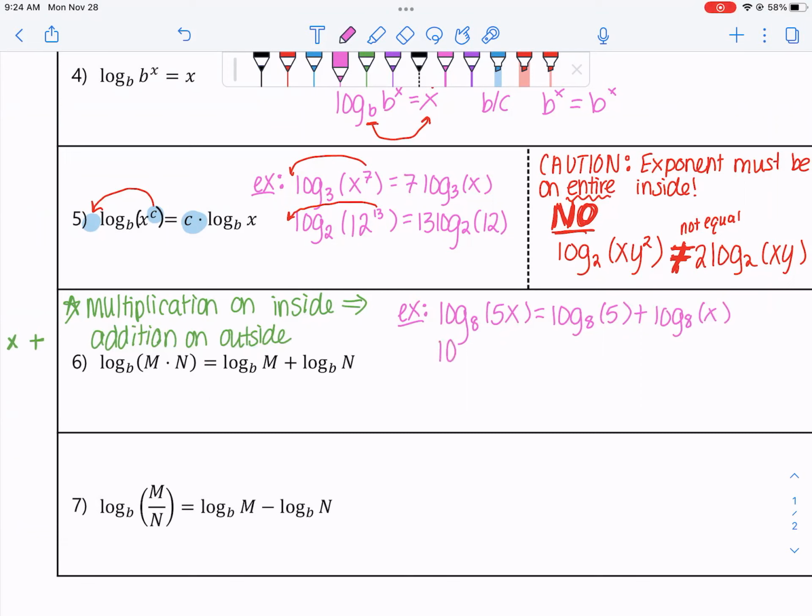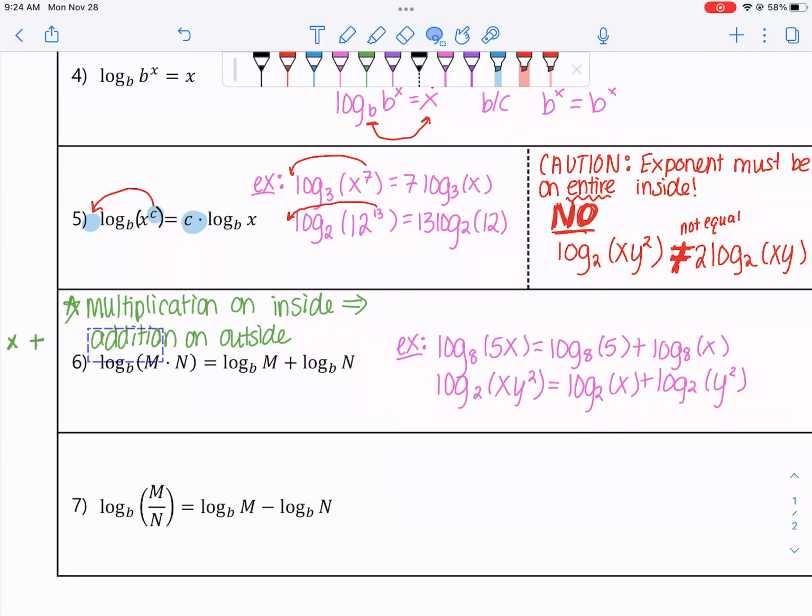If I have log base 2 of xy squared, like I did above in that example, these x and y are being multiplied together. So I could break this up into log base 2 of x plus log base 2 of y squared. So multiplication on the inside turns to addition on the outside.